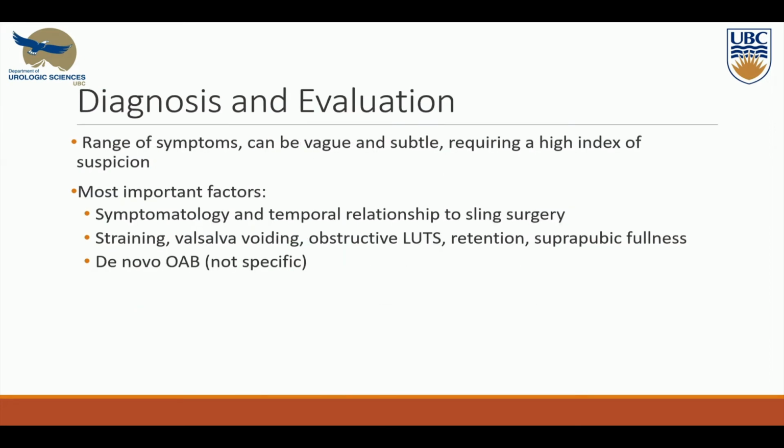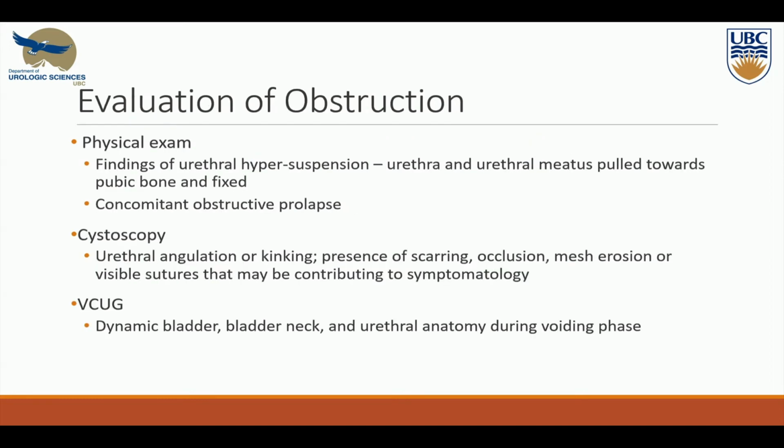In terms of diagnosis, these patients can present with a wide range of symptoms, which can be vague and subtle, so it requires a high index of suspicion. Some of the more important factors would be the temporal relationship of their voiding symptoms with regards to the sling surgery. Looking at their specific symptoms, they may have complaints of straining to void, more Valsalva voiding, obstructive type symptoms, urinary retention, and suprapubic fullness. Some patients may also present with de novo overactive bladder type symptoms while being obstructed.